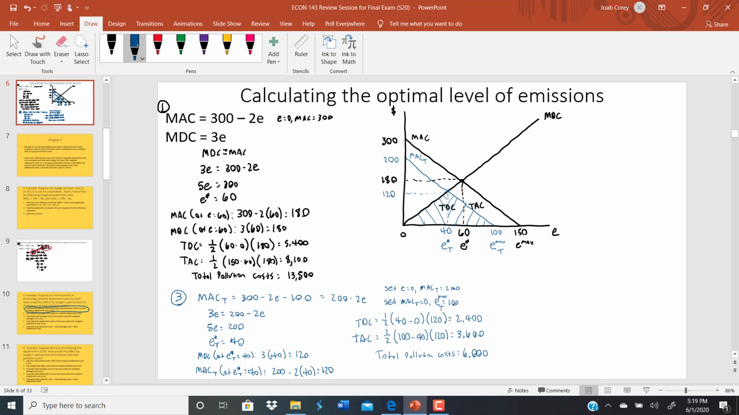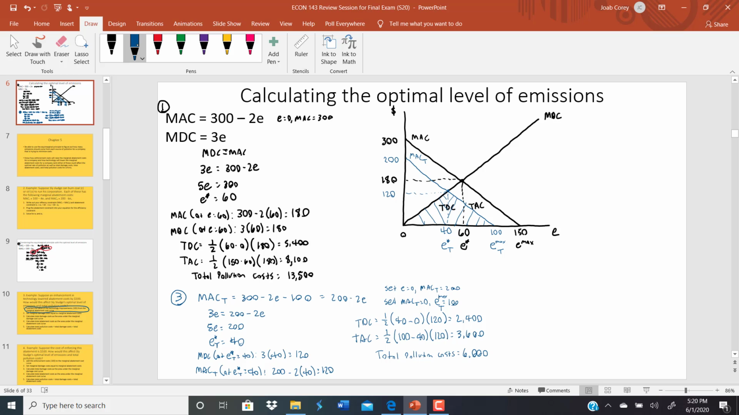Notice that 6,000 is remarkably cheaper than the 13,500 that our total pollution cost represented when we didn't have this technology in place. So technology lowered those costs by $7,500. Now, will firms adopt this new technology? Well, it depends on how much that technology costs, right? We've got to compare that cost to the $7,500 that was saved as a result of employing this technology.